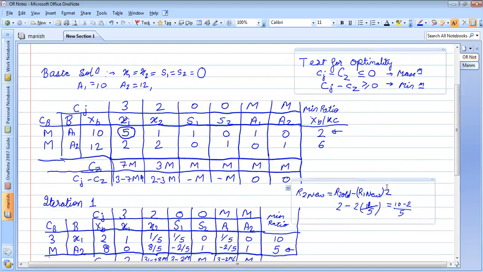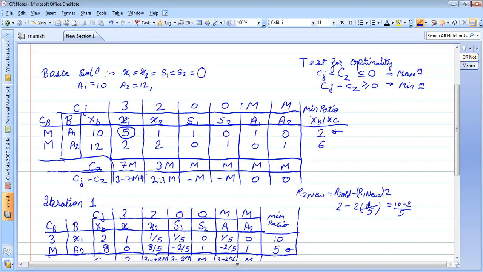But is it so? No, these things are negative. This is also negative. This is also negative. This is also negative. This is also negative. Rest these two are 0, so these two don't make any difference. Now, if this is to be changed, then what we see here is that 3 minus 7M is the maximum negative value that we have. Or in other terms, you can say it is the minimum value that we have, isn't it? So 3 minus 7M.